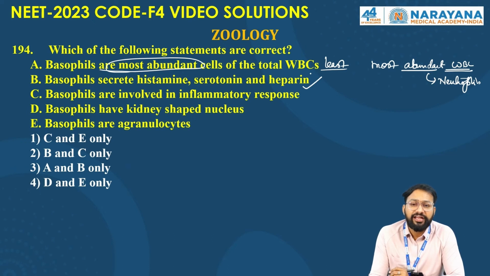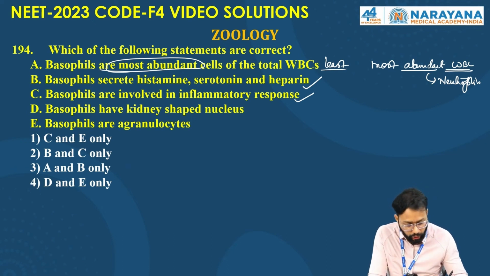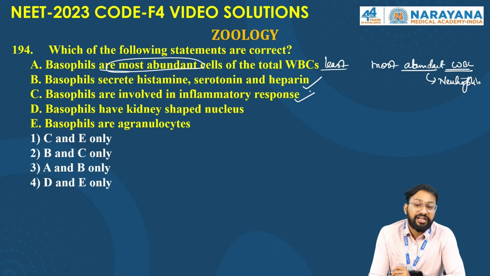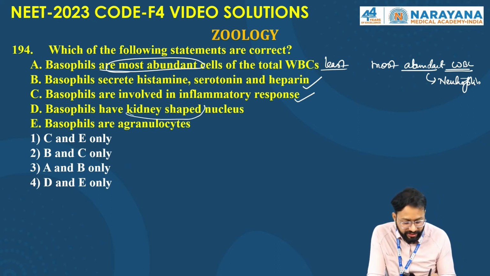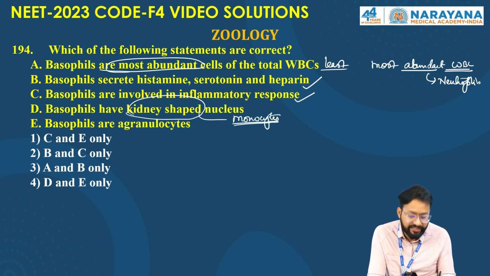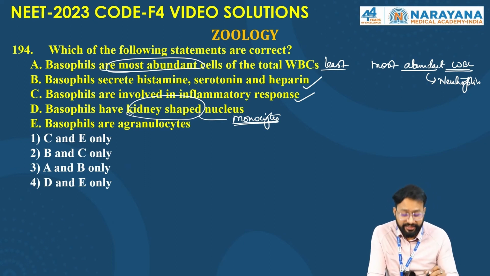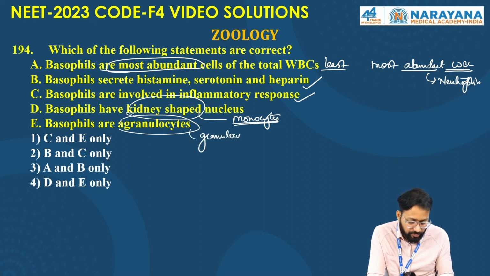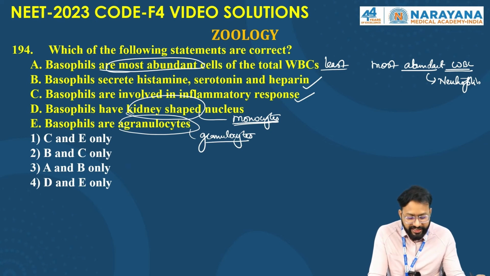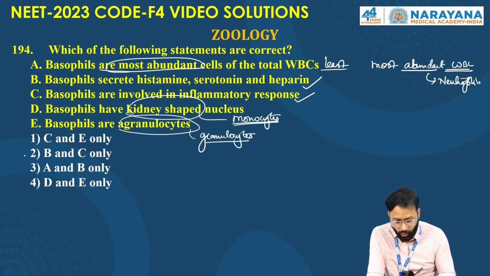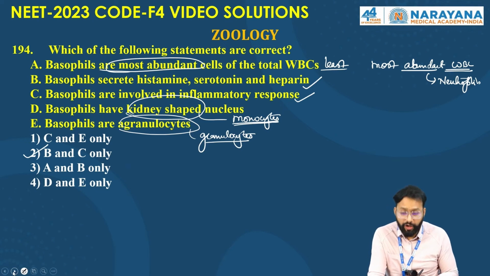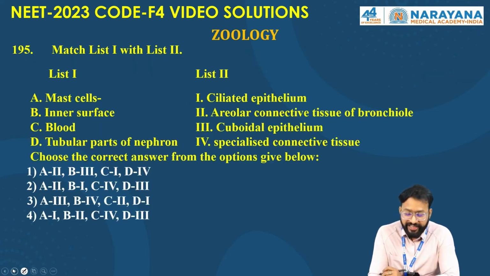Basophils are involved in the inflammatory response, which is also correct. Basophils have a kidney-shaped nucleus? A kidney-shaped nucleus is seen in monocytes. Basophils are agranulocytes? No, basophils are granulocytes. So the correct statements will be B and C only, option number 2.